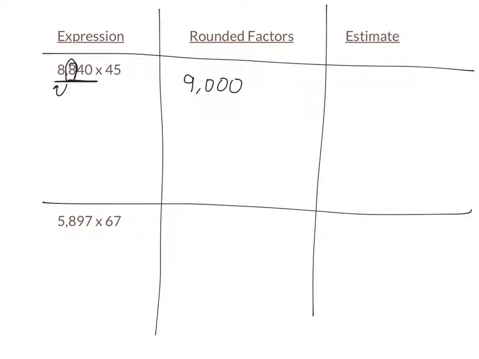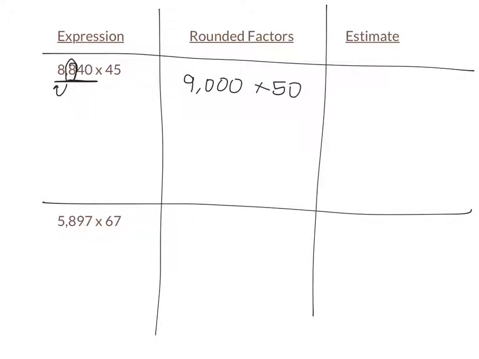Do you see that? What about 45? 50. Is 45 closer to 50 or to 40? 50. Good. So the rounded factors could be 9,000 times 50. Do you agree? Yeah. Okay. So then let's estimate the product.